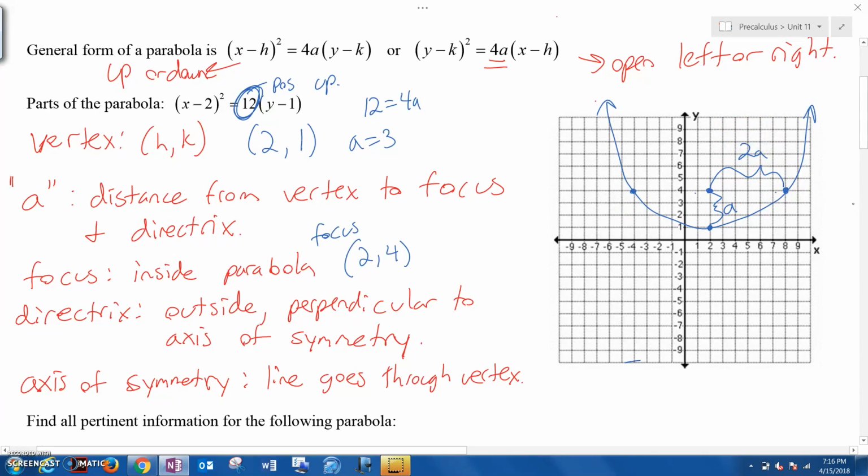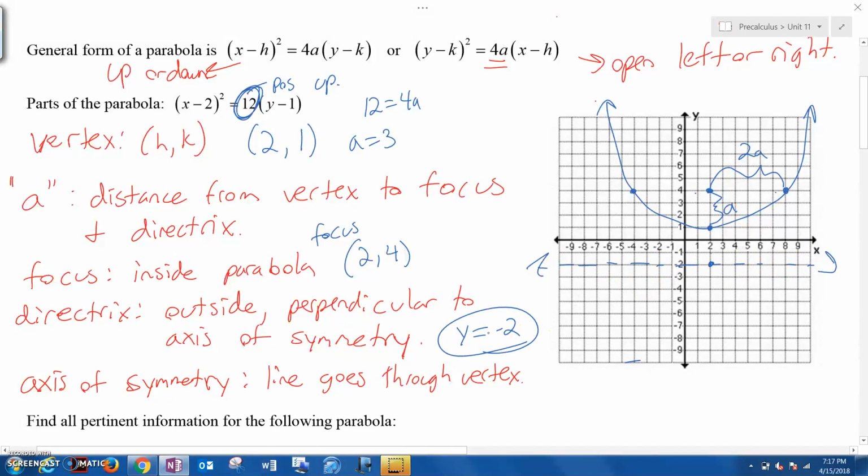So we have the vertex, we have the focus. The only thing we need are the axis of symmetry and directrix lines. So the directrix is the same distance away from the vertex as the focus. So if I go down 3, I put a point there. However, the directrix actually is a line, and it does not go through the parabola. So it's this horizontal line. So the directrix is at y equals -2.